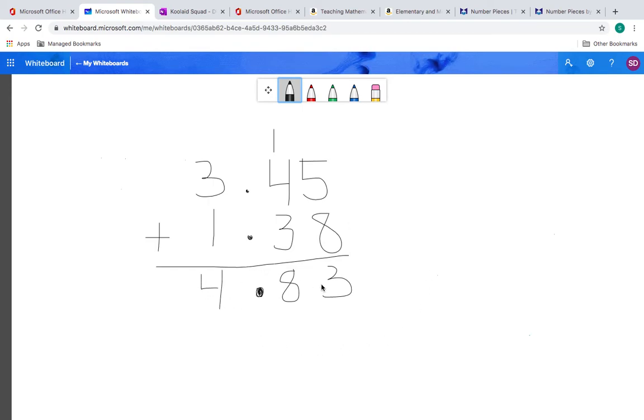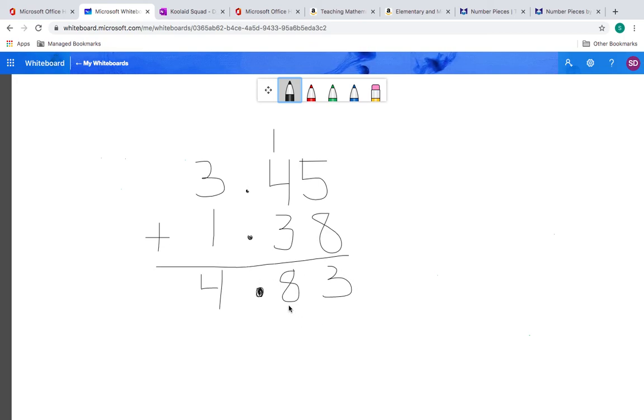Okay, so if you have 2 places or 2 digits after the decimal point, then in the answer you will also have 2 digits after the decimal point. If you line it up right away, then it shouldn't be confusing.